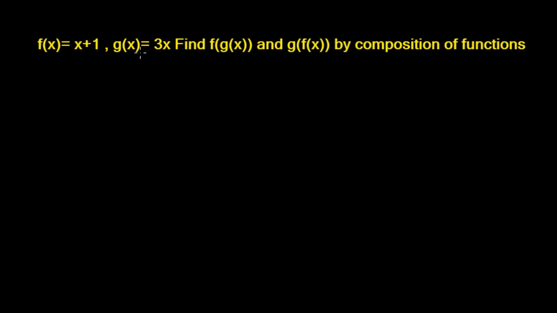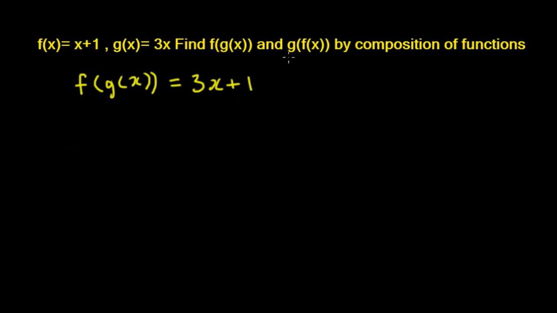So let's try this one out. First of all, we're looking for f of g of x. So we want to do g of x first. So this is g of x here, and we want to put the g of x into the f. So everywhere you see an x in this f here, we replace it with 3x. So therefore we can say that f of g of x is going to equal 3x plus 1.